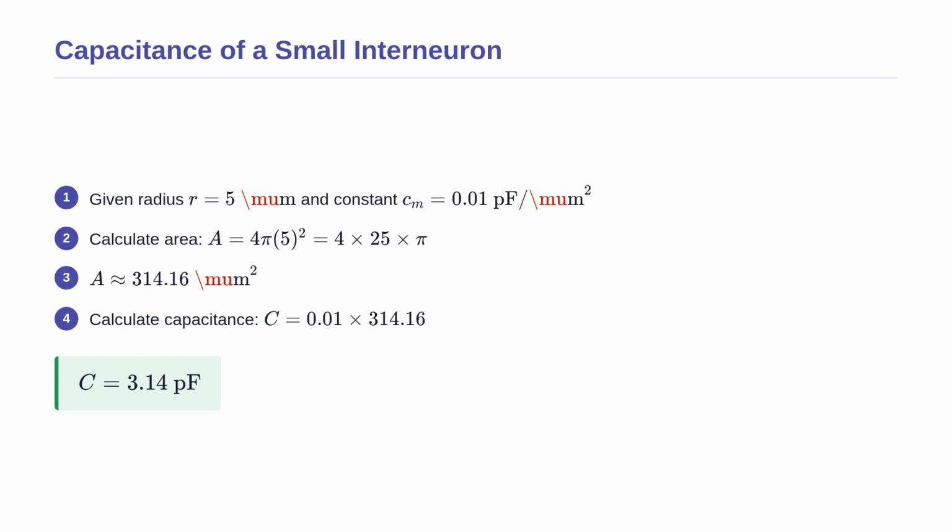Because this storage tank is small, it takes very little electrical current to trigger an action potential, making this neuron highly sensitive.